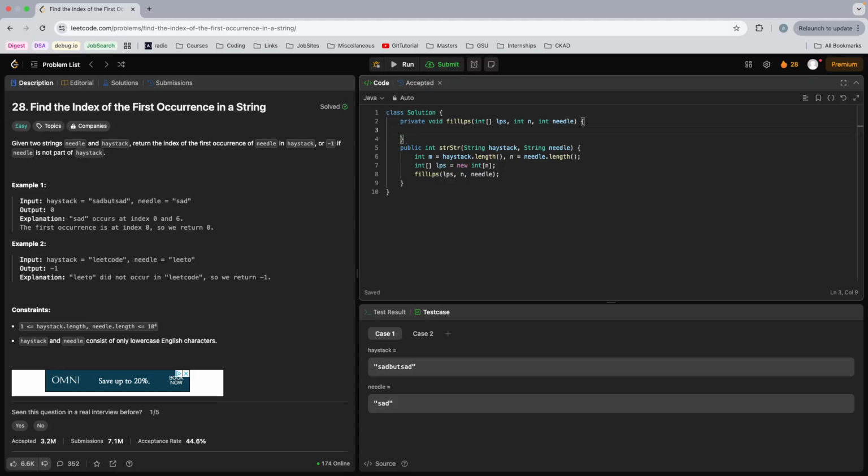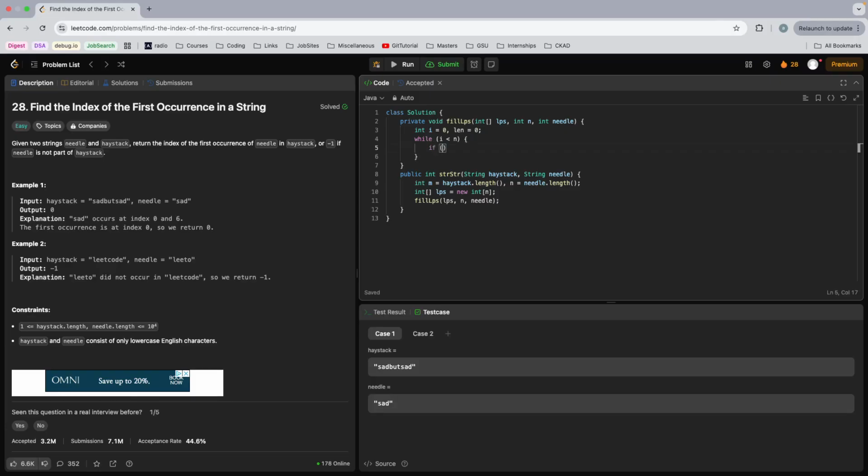Secondly, I'm gonna have a pointer which is gonna keep track of the current position, since I'm trying to fill out LPS of I. So I start from zero, and len is again zero, because right now the LPS is of length zero, so this is our length. Now, while I is less than N, here is what I'm gonna do.